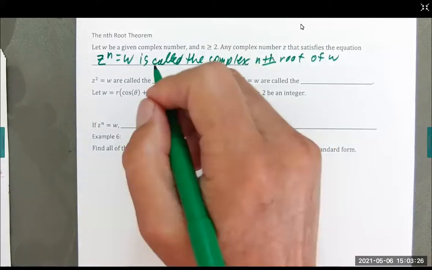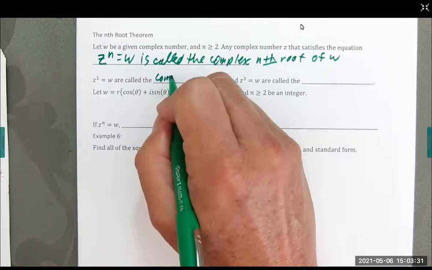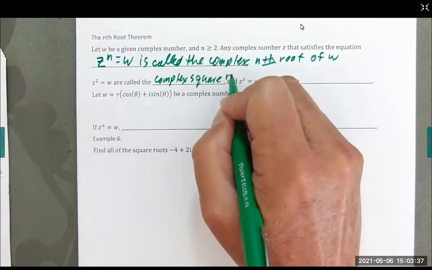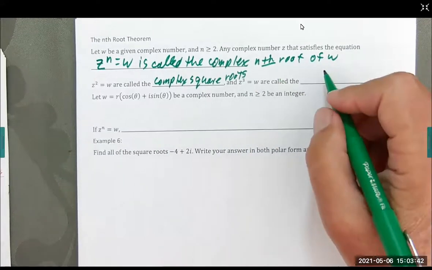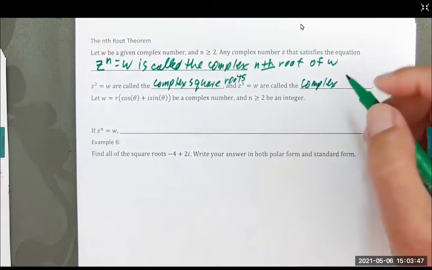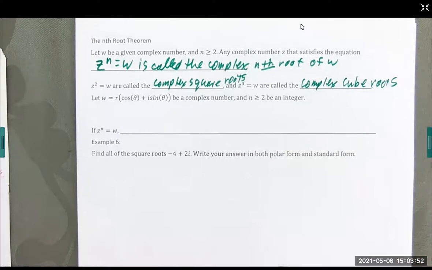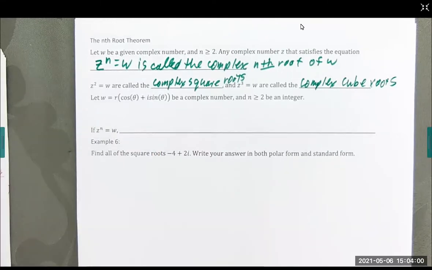Now, when we have Z squared equals W, these are called the complex square roots. And of course, when it's cubed, it's the cube roots of W. We're going to let W be a number, and n is going to be larger than 2, an integer.